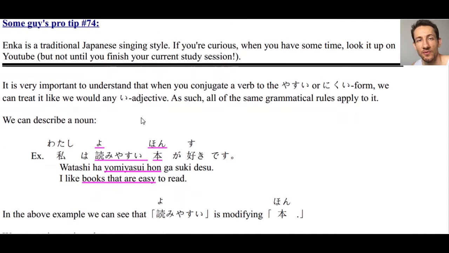And that's it. So before we look at the practice problems, I just want to talk about another very important aspect of the structure. It's really important to understand that when we conjugate a verb using yasui or nikui, we can treat the result much like we would an i adjective. So all the grammar rules that we've learned about i adjectives, conjugating to the nai form or the past tense form or the negative past tense form or whatever, can be applied to these verbs with yasui or nikui.